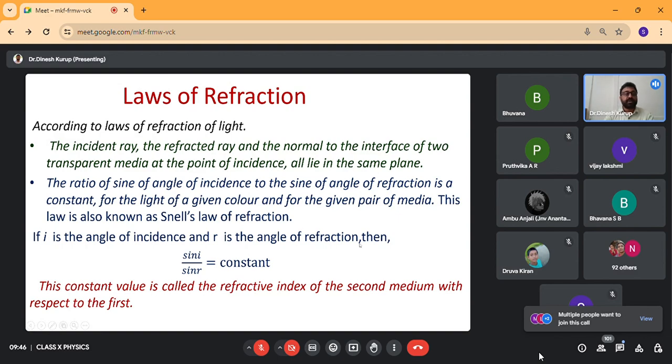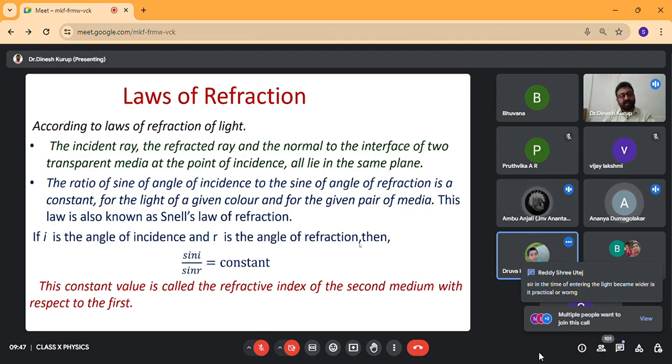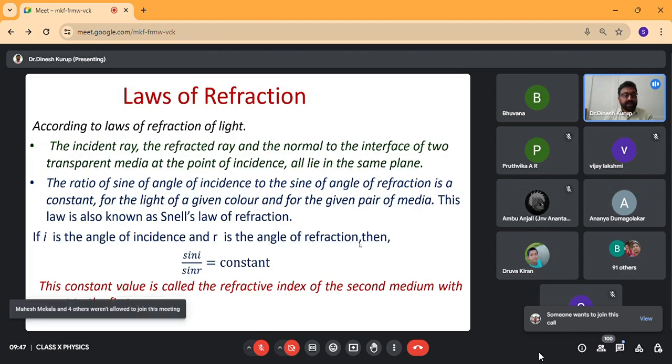Okay, now these are the laws of refraction. You may know the laws of refraction: the incident ray, refracted ray, and the normal all lie in the same plane. The ratio of sine of angle of incidence to the sine of angle of refraction is a constant. What is the name given to that constant? Yeah, this law is Snell's law. And the constant is the refractive index.